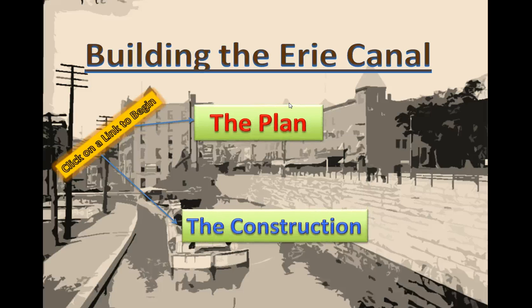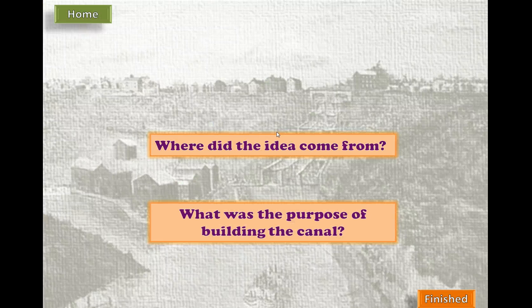So as soon as the student opens this page, they deal with two different topics. They could first investigate the plan or the construction of the Erie Canal. Now, if they go into the plan, they are first faced with two separate questions. Where did the idea come from, and what was the purpose of building the Erie Canal?